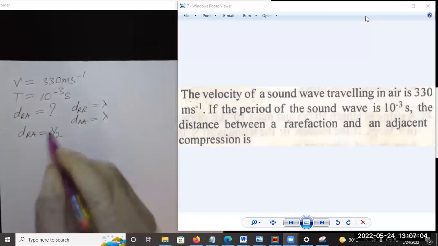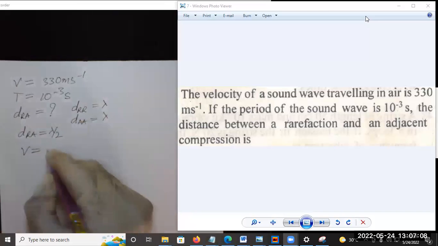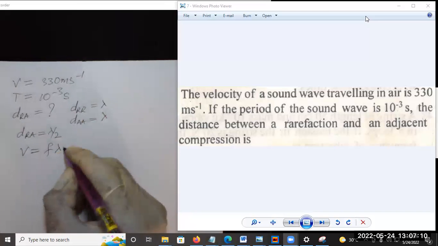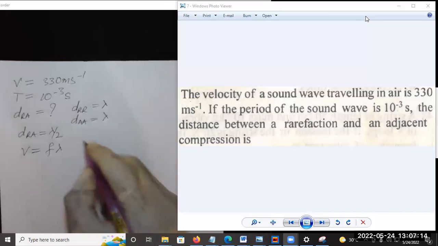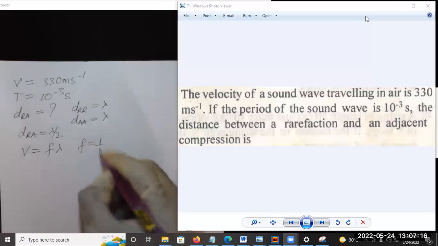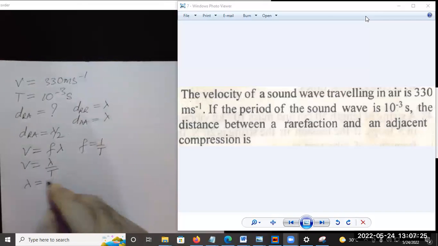First and foremost, we need to find the wavelength. From the wave equation, speed is frequency times wavelength. And since frequency is 1 over the period, this can also be expressed as speed equals the wavelength all over the period. Here we can say the wavelength is the speed times the period.